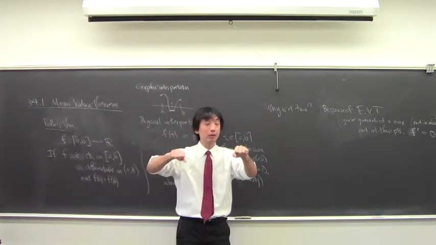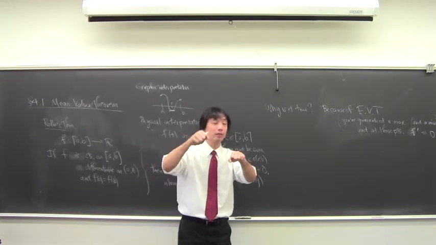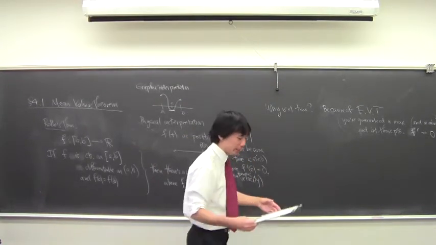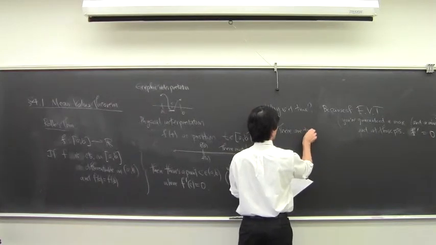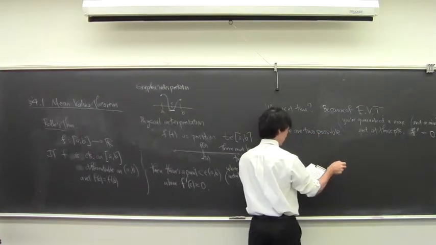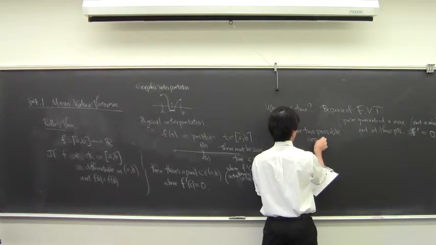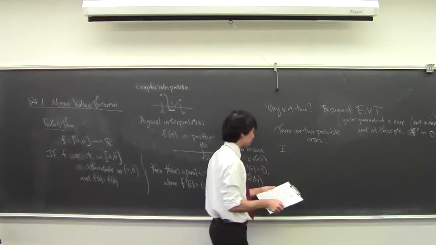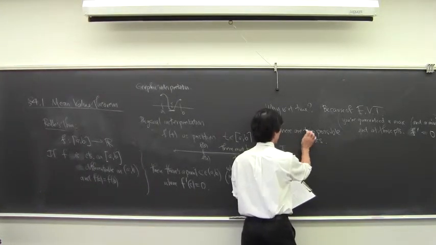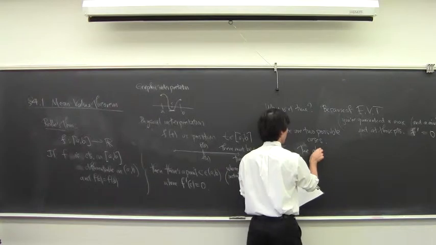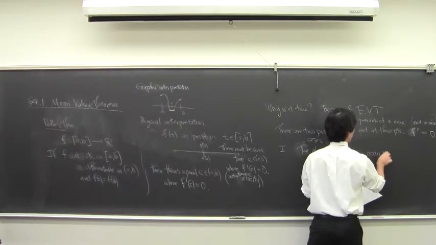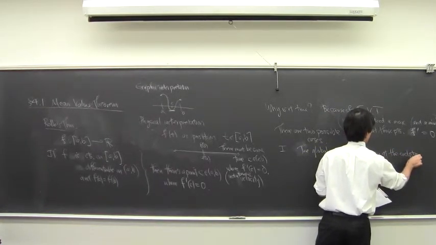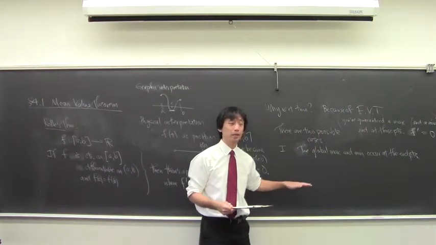By the extreme value theorem, you know that there's a max somewhere, and from what we said last time, you know that the slope is going to be 0 there. Okay, so let me lay it out more precisely. There are actually two cases. So case 1: the global max and min occur at the endpoints.